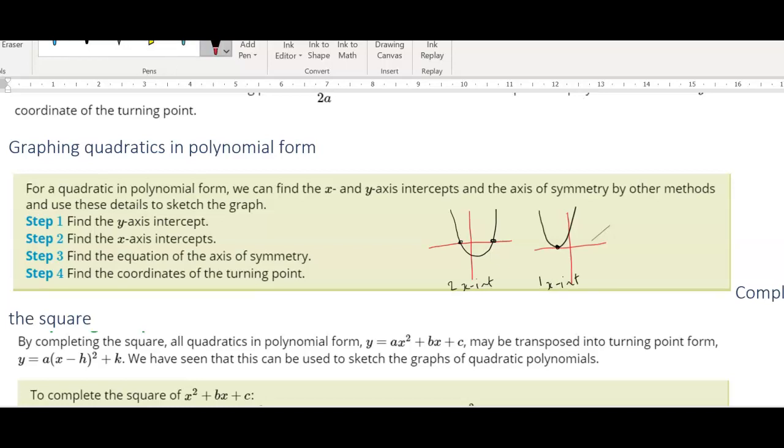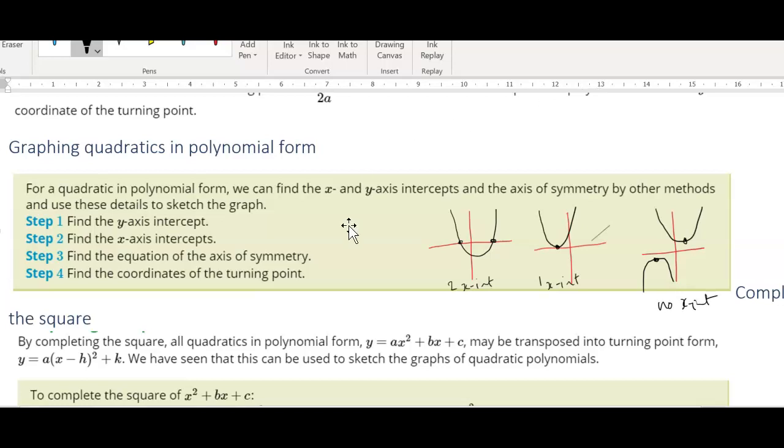And then we can also have the scenario where it doesn't cross the x-axis. So we can either have a positive parabola that's been shifted up. Okay, so see how it doesn't cross? There's your turning point. Or you might have a negative parabola that's been shifted down, something like that. Okay, so it doesn't cross, no x-intercepts.